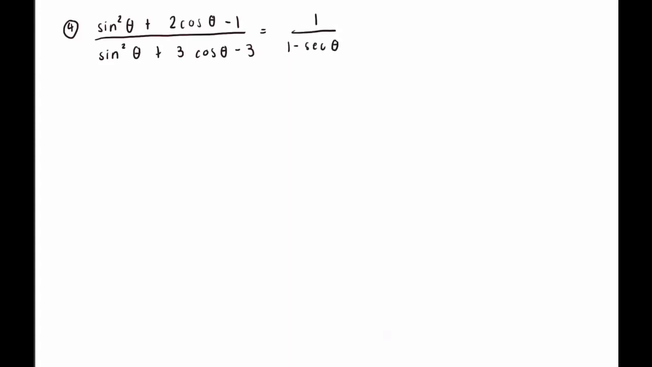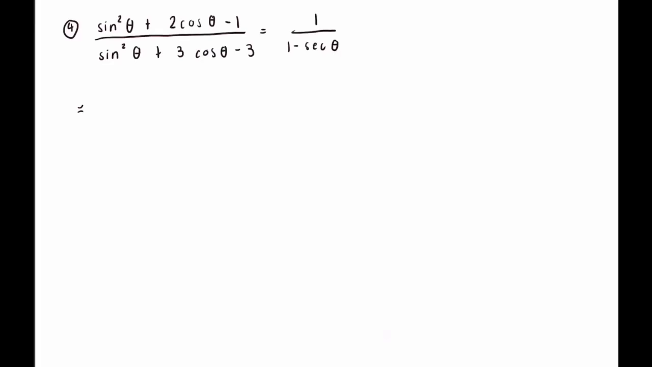So in this equation, we need to prove that (sine squared theta plus 2 cosine theta minus 1) over (sine squared theta plus 3 cosine theta minus 3) is equal to 1 over 1 minus secant theta. So it is better to simplify the left side of this equation because it is the more complicated one.